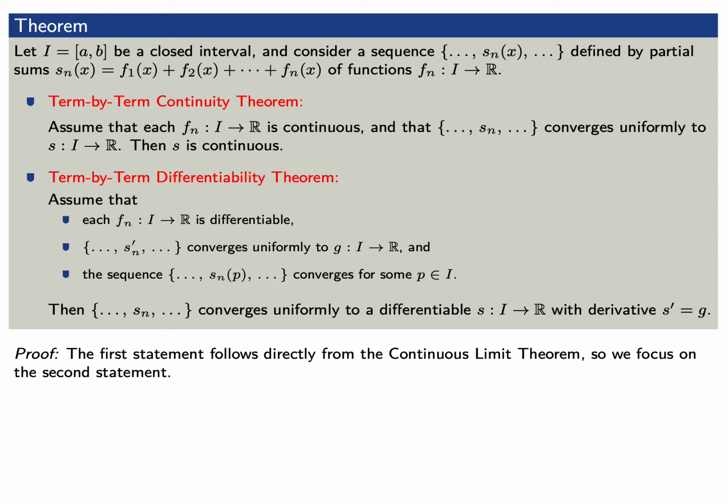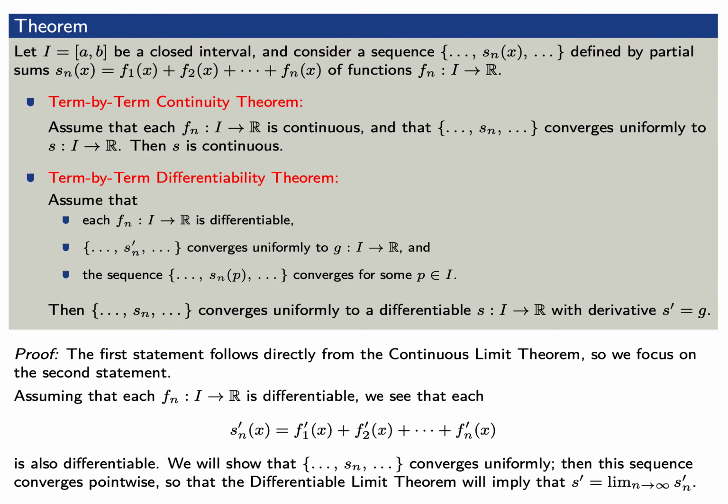The first statement here follows directly from the continuous limit theorem, so let's focus solely on the second statement. Assuming that each f_n is a differentiable function, we see that the partial sums S_n are also differentiable functions. So we will show that the S_n's converge uniformly as a sequence of functions. Then, as a special case, the sequence converges pointwise, so we'll be able to use the differentiable limit theorem to imply that the derivative s' is just the limit of the S_n'.